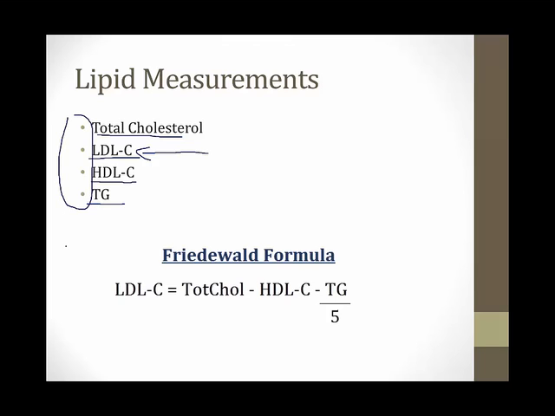Now, another thing you should know is that we don't often measure directly the LDL cholesterol. Instead, we often calculate it, and we calculate it from something called the Friedewald formula. The Friedewald formula says that the LDL cholesterol is equal to the total cholesterol minus HDL cholesterol minus triglycerides over 5. And as long as the triglyceride level is relatively normal, this formula is accurate.